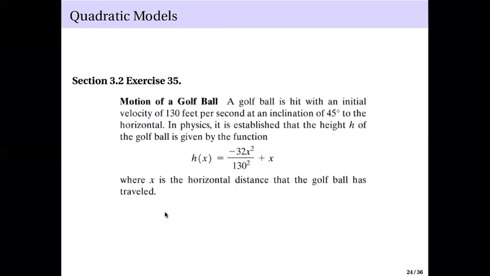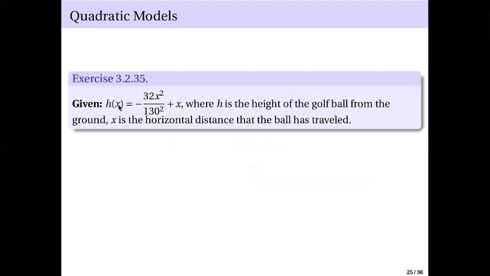Okay, so very much similar to the basketball problem, except that, of course, in golf, your ball is always on the ground, or will start from the ground. And notice they already gave the initial velocity, and this 130 squared is very much similar to your b squared before, correct? So the formula is consistent. So we are given this h of x.